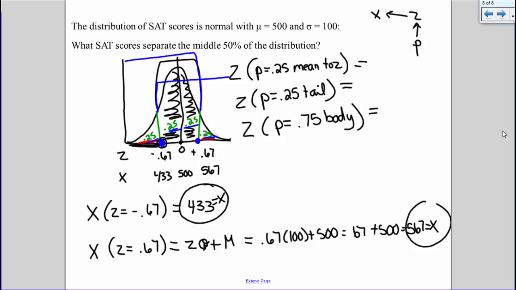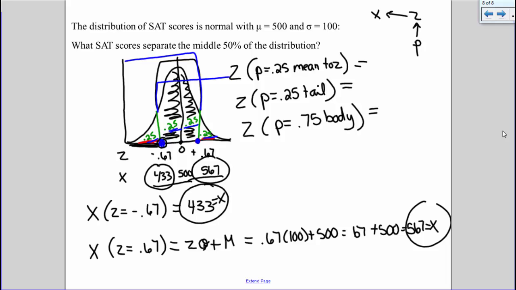So we can say 50% of SAT scores are between 433 and 567. We could also say 25% of SAT scores are between 500 and 567, and 25% are between 433 and 500. If we randomly selected a score from the SAT scores, we'd have a 50% chance that that value would be between 433 and 567. So I hope that you feel quite ready to do these things on your knowledge checks and practice problems and on your own.